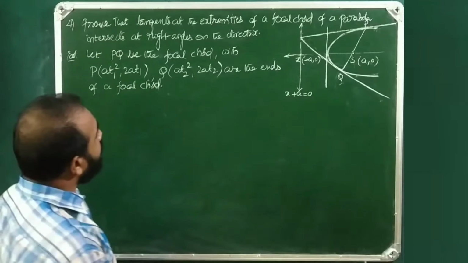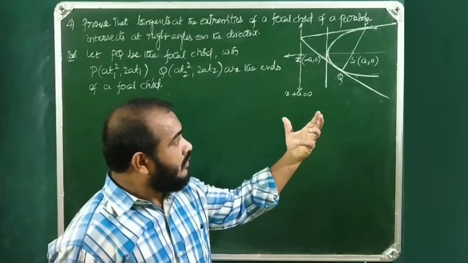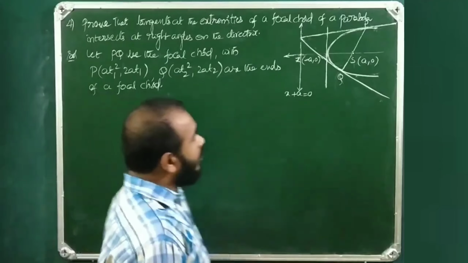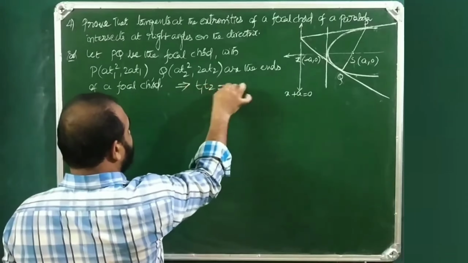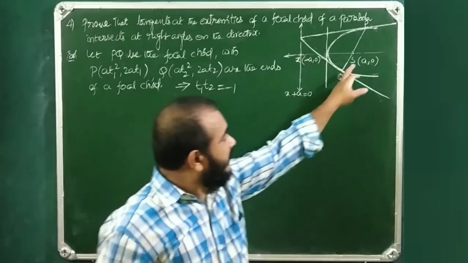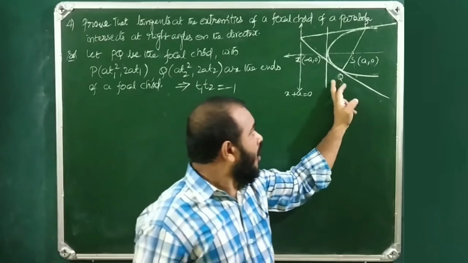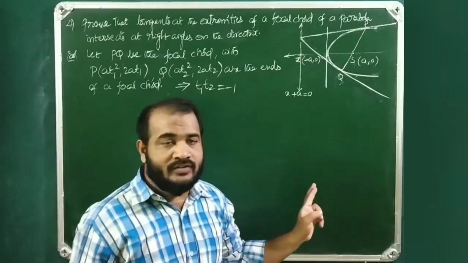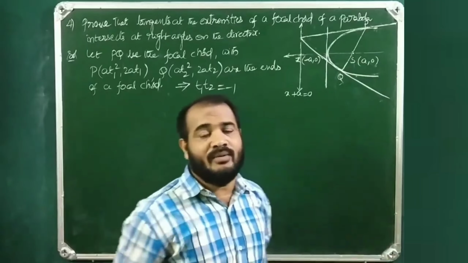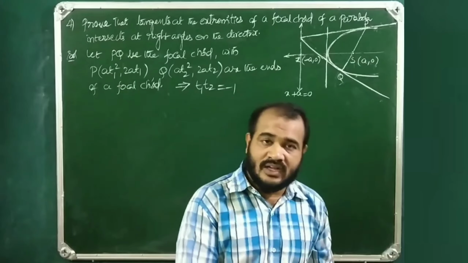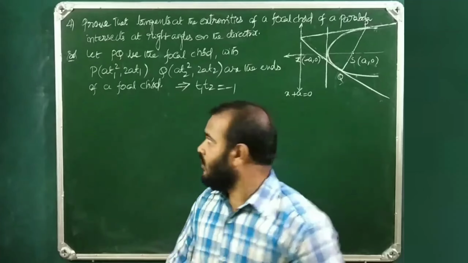We have already derived the condition that if PQ is a focal chord, the condition is t1 t2 equals minus 1. This we have proved. How? S (a, 0), P (at1 square, 2at1), Q (at2 square, 2at2) are all lying on the same line, collinear points. Slope of SP equals slope of SQ. If you equate it, then we will be getting t1 t2 equals minus 1. That is the condition for the focal chord.